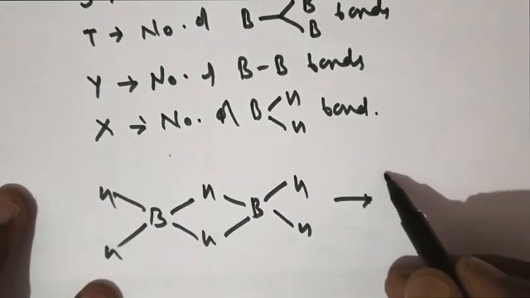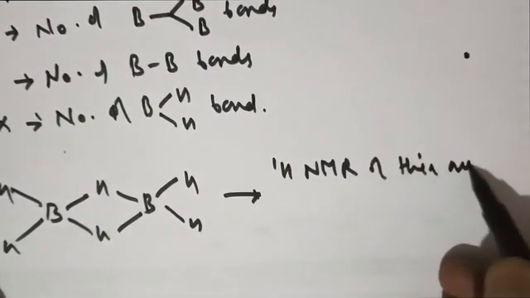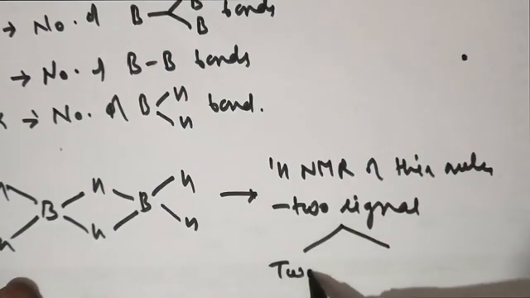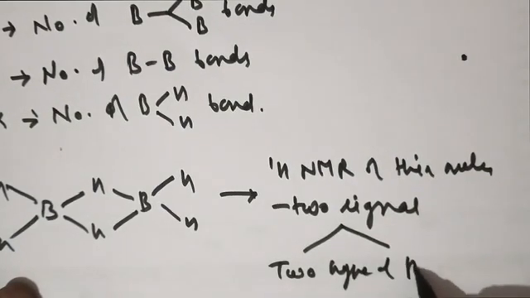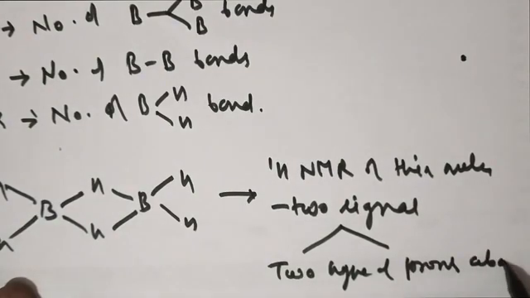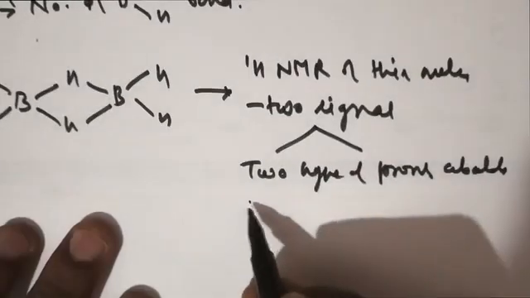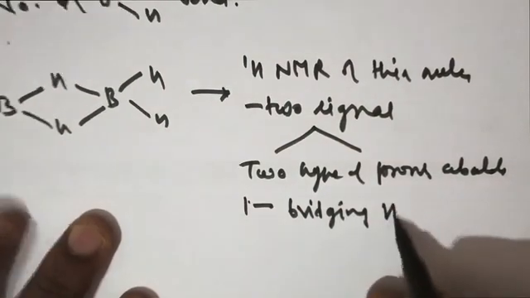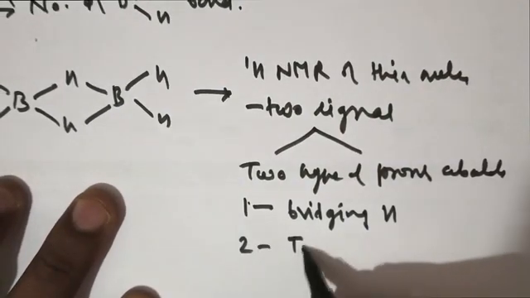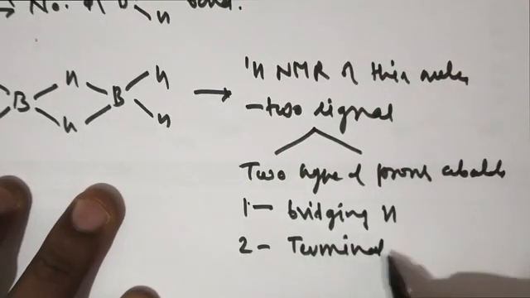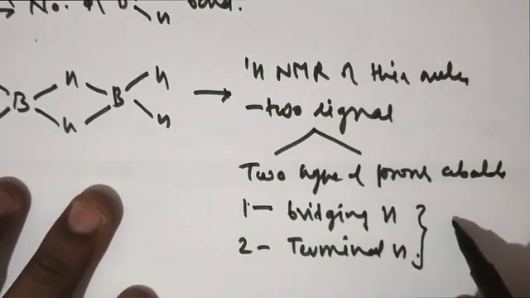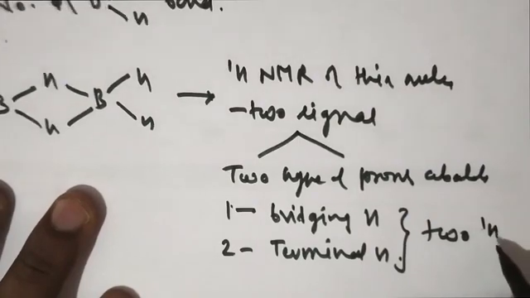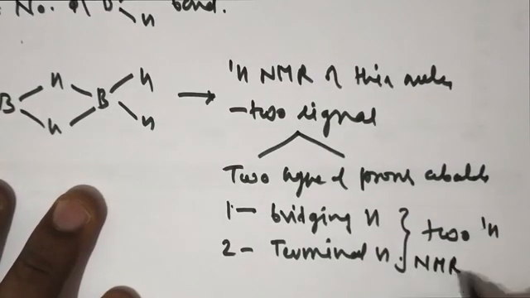When you record the proton NMR of this molecule, you will get two signals. That means there are two types of protons available. One is the bridging hydrogen, and second is the terminal hydrogen. These two hydrides give the two signals for this molecule, two H NMR signals.